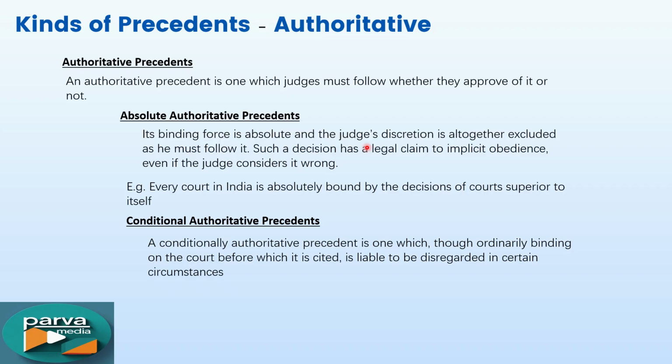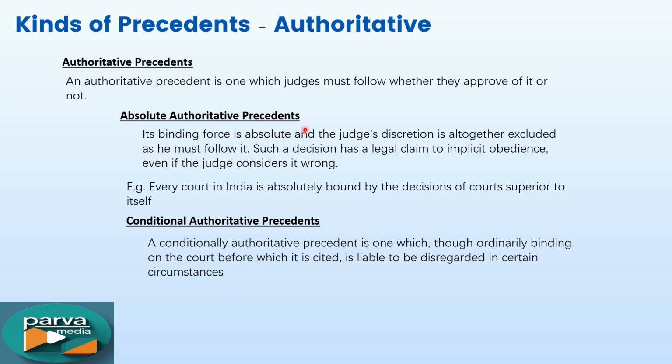Let's now explore authoritative precedents, which differ significantly from persuasive ones. An authoritative precedent is one that judges are legally bound to follow, regardless of whether they personally agree with the reasoning or outcome. These precedents carry the force of law and must be obeyed by lower courts. We can break authoritative precedents into two categories: absolute authoritative precedents and conditional authoritative precedents.